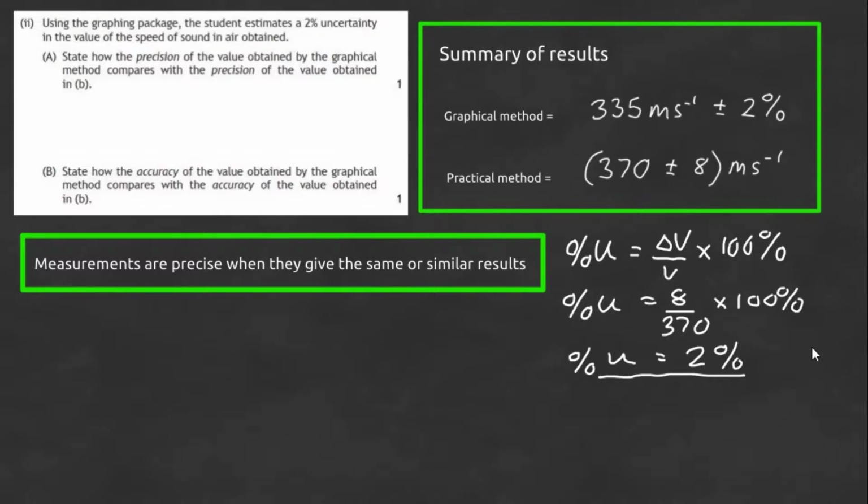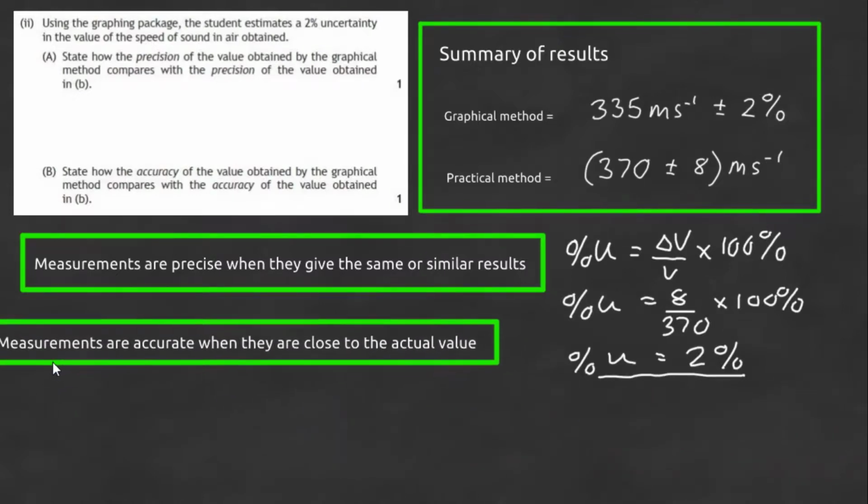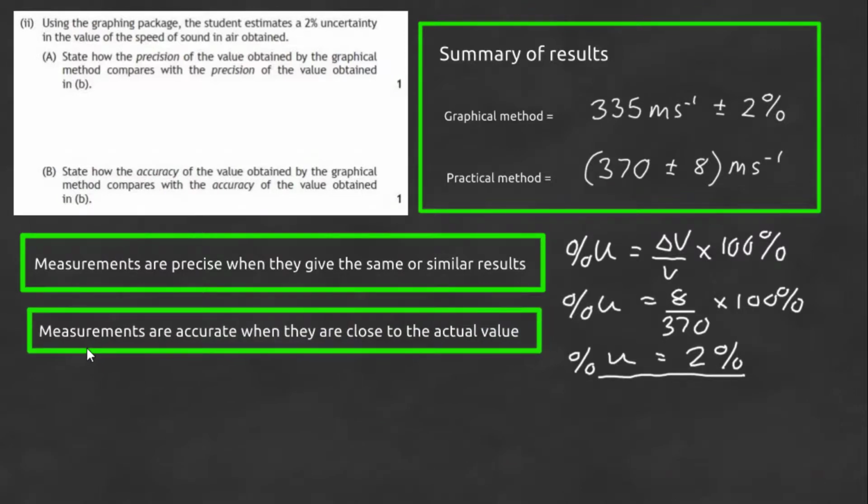Now the next part says state how the accuracy of the value obtained by the graphical method compares with the accuracy of the value obtained in part B. Our definition of accuracy is that measurements are accurate when they are close to the actual value. For the speed of sound in air, we're going to take a value equal to 340 meters per second.